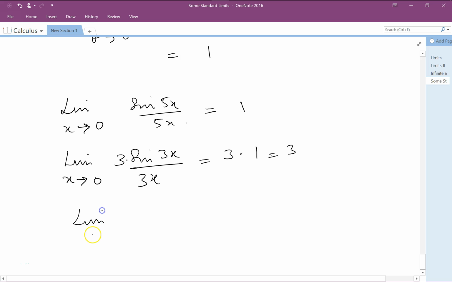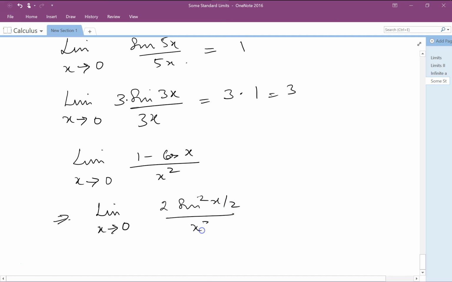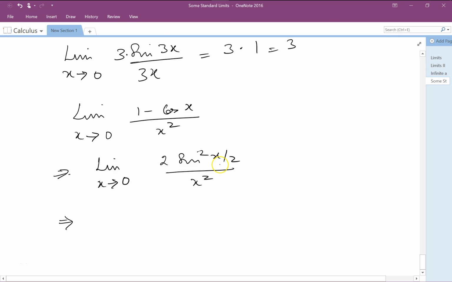Let's take this limit as x approaches 0 of 1 minus cos x by x square. Now what do we do? This is where trigonometric identities will be very useful. If you don't remember the trigonometric identities, you can't really do much, or you start from some other identity and derive it. Now this is equal to 2 sin square x by 2 by x square. Now I want x by 2 square. Now let's do this.